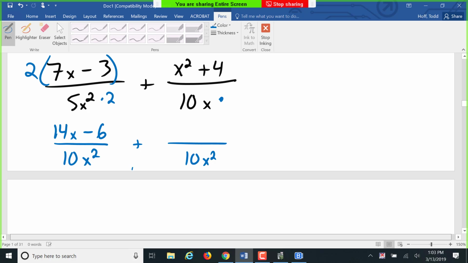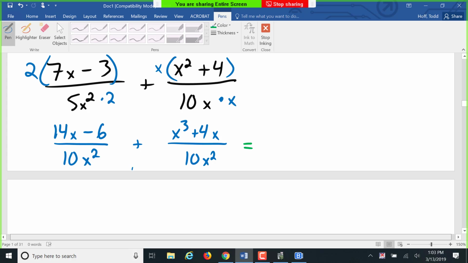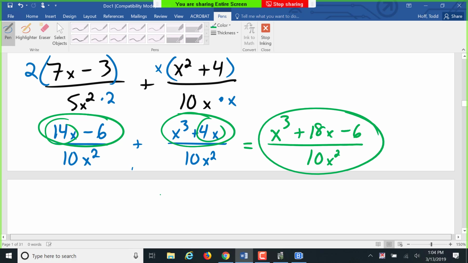What's this have to be multiplied by? X. Good. So multiplying the top by x gives us x to the third plus 4x. Now what? Add the numerators. 14x minus 6 plus x to the third plus 4x. We've got x to the third plus, we combine 14x and 4x to get 18x minus 6 over 10x squared. How many of you had that one? Show of hands. Close? Okay. Any questions on how we got there? Okay, that's a start.